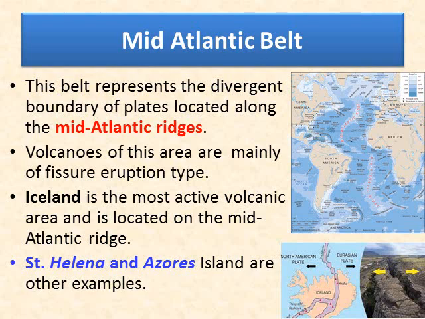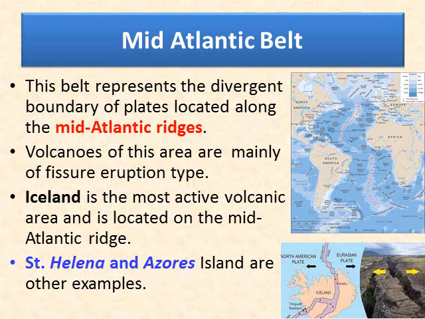Volcanoes of this area are mainly of the fissure eruption type. Iceland is the most active volcanic area and is located on the Mid-Atlantic Ridge. St. Helena and the Azores Islands are other examples.